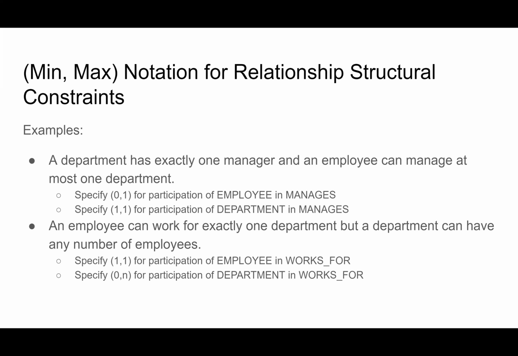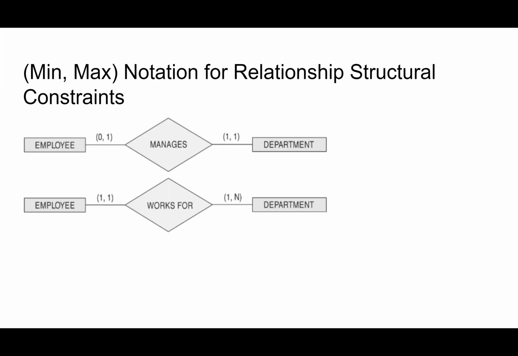And we also have an employee can work for exactly one department, but a department can have any number of employees. So we specify a min of 1 and a max of 1 for participation of the employee in works for. And then we can specify a min of 0 and a max of n for participation of department in works for. Here's an example of what that looks like in a diagram.